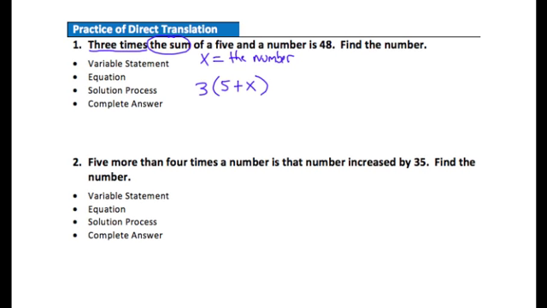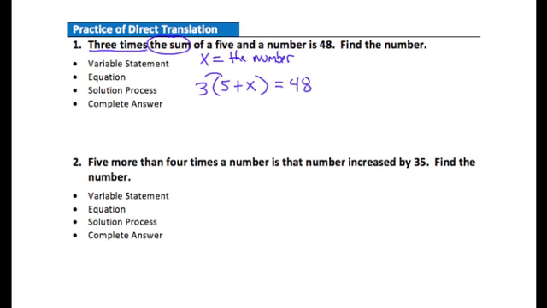All right. A lot of times students would have just written this, 3 times 5 plus x. But notice, if we wrote it that way, we would only be taking 3 times the 5, not 3 times this whole sum. So again, that's why we want to put that in parentheses. Okay, going back to our translation, 3 times the sum of 5 and a number is 48. So let's see, is 48. Okay, there's our equation.